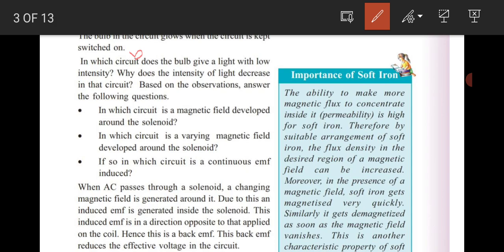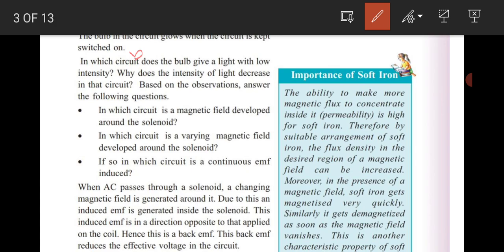Why does the intensity of the light decrease in that circuit? What is the reason? Can you find out any reason? Yes, the reason is only because of the AC source. The source is AC. That is why the brightness of the bulb decreases in the second case. Based on the observation, answer the following questions.